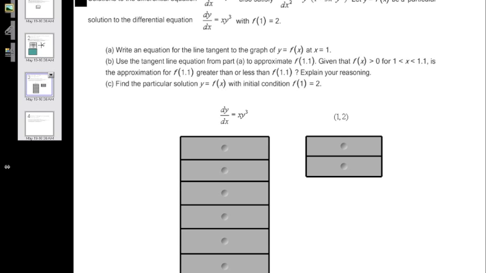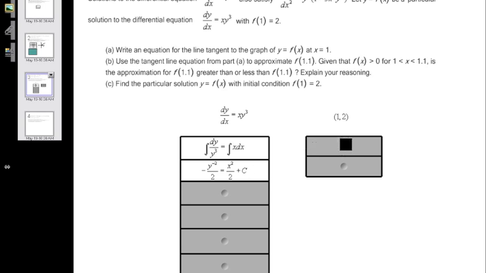For part C, we are asked to find the particular solution y equals f of x with the initial condition of f of 1 equals 2. To find the equation of f of x, we have to find the antiderivative of dy over dx equals xy cubed. First, you multiply both sides by dx and 1 over y cubed to get dy over y cubed equals x dx. Then you take the antiderivative of both sides. And don't forget plus c.